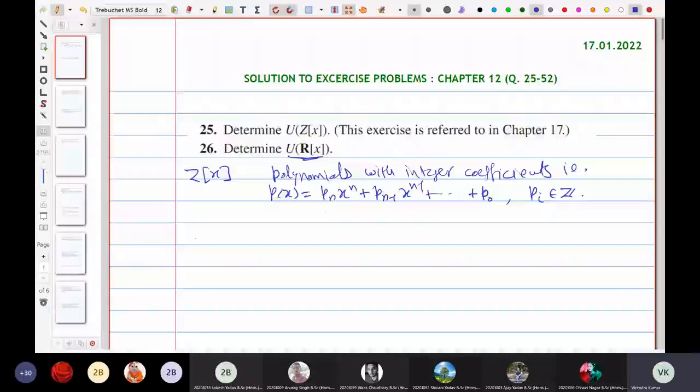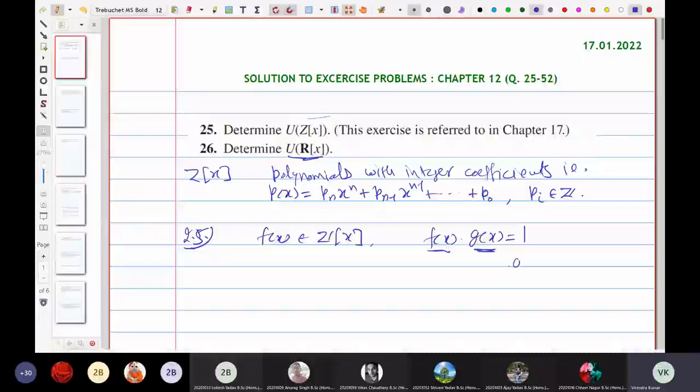So to determine the units, we need to find the elements in Z[x] which have an inverse. So in question 25, we need to find the collection of f(x), polynomials in Z[x], such that there exists g(x), because the multiplicative identity in Z[x] is 1. We need to find those f(x) for which there exists a g(x) such that their product is 1. And this g(x) also should be a polynomial with integer coefficients.